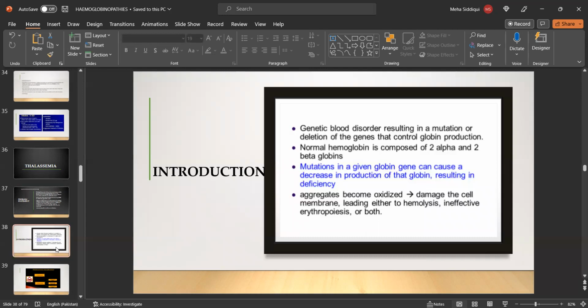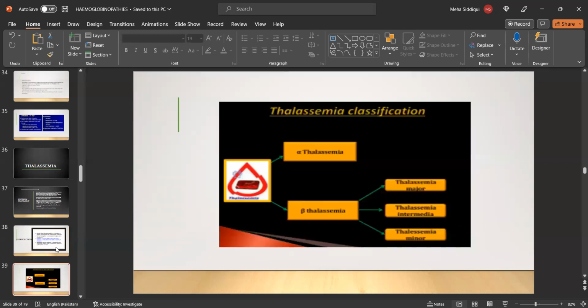Introduction. It is a genetic disorder resulting from a mutation or deletion of the genes that control globin production. Normal hemoglobin is composed of two alpha and two beta globins, but mutations in a given globin gene can cause a decrease in production of that globin, resulting in deficiency, and aggregates become oxidized, damaging the cell membrane, leading either to hemolysis, ineffective erythropoiesis, or both.